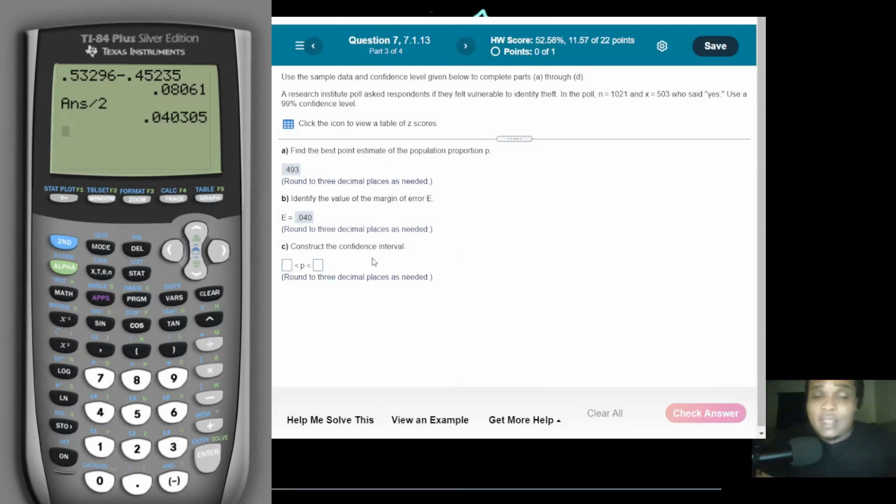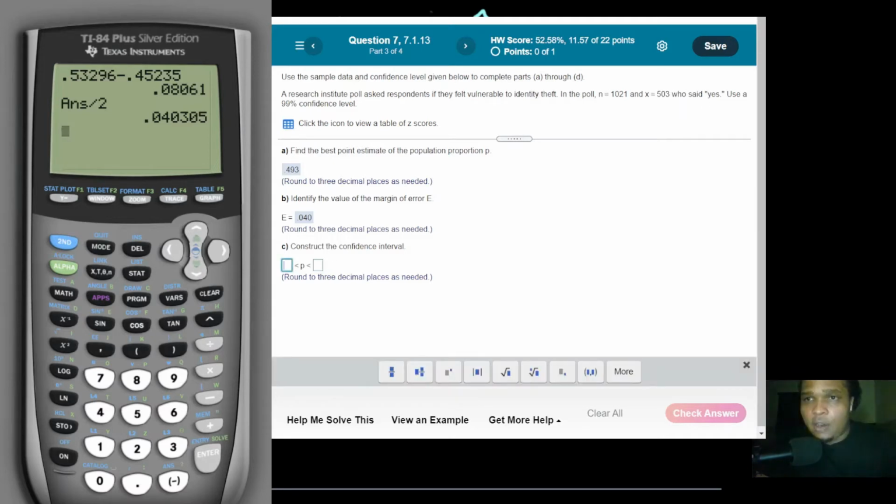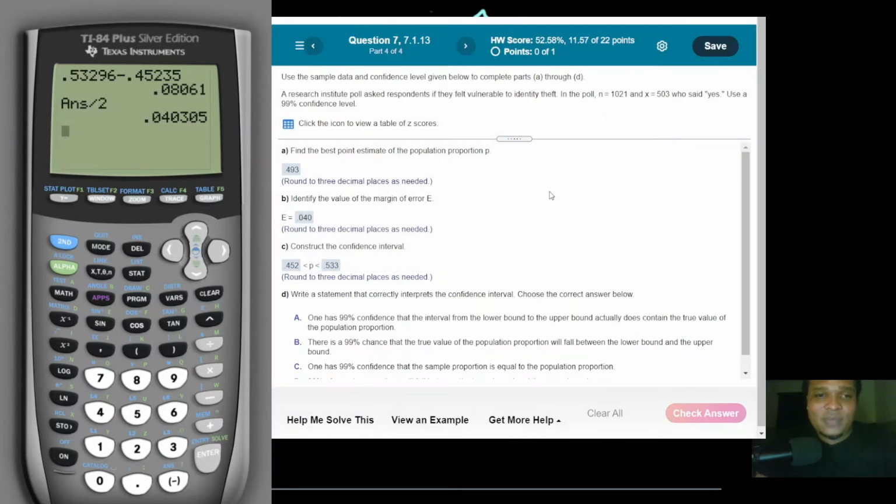Okay, construct the confidence interval. We already have the confidence interval, don't we? Didn't we write that down? Because the calculator spit it right out when you put your X, your N, your confidence level. So we're ready to rock. They said they want 3 decimals. Go ahead and put your 3 decimals in there. And we get 0.452, and 0.533. Remember, 3 decimals. Good job.